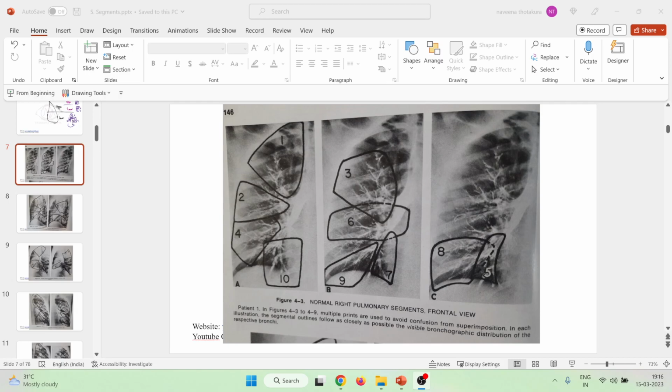Hello friends, let us now learn about the segmental anatomy of the lungs.